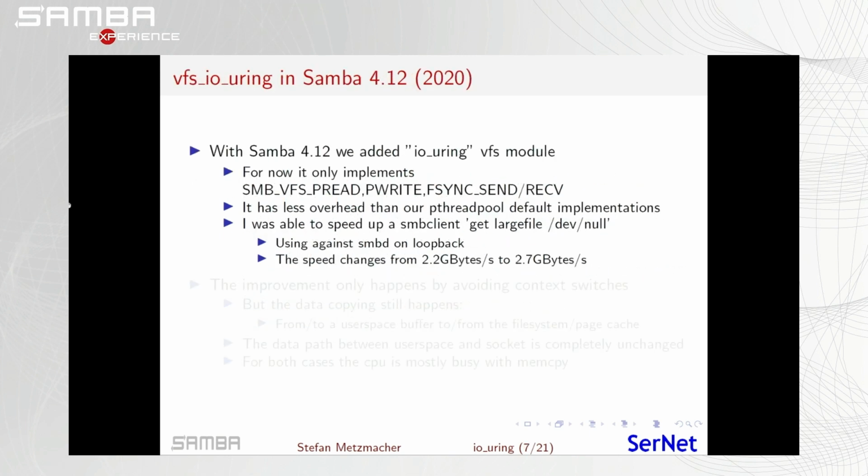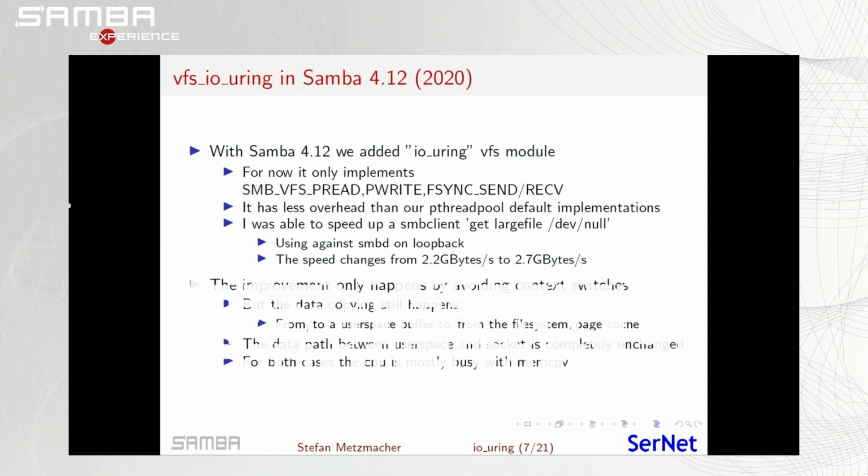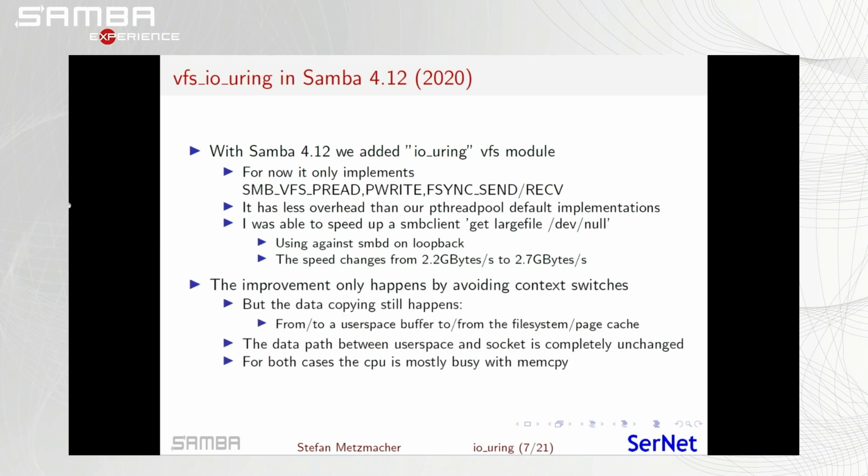So with Samba 4.12 in 2020, we already got the io_uring VFS module, as I said, and that brings a little bit of performance boost, but not all that's possible, but it might be better than having nothing. So I was able to get from 2.2 gigabytes to 2.7. Yeah, and as I said, the improvement is mostly by avoiding context switches, and the memory copying is still being done.